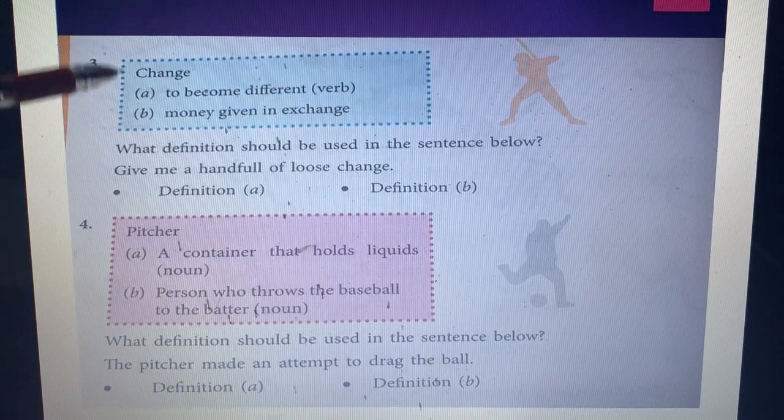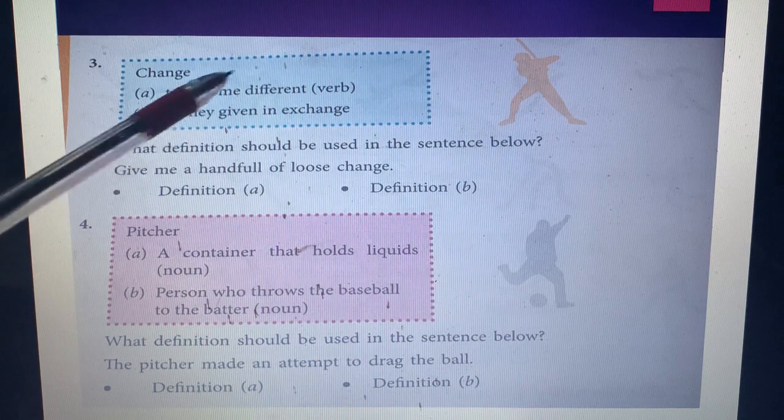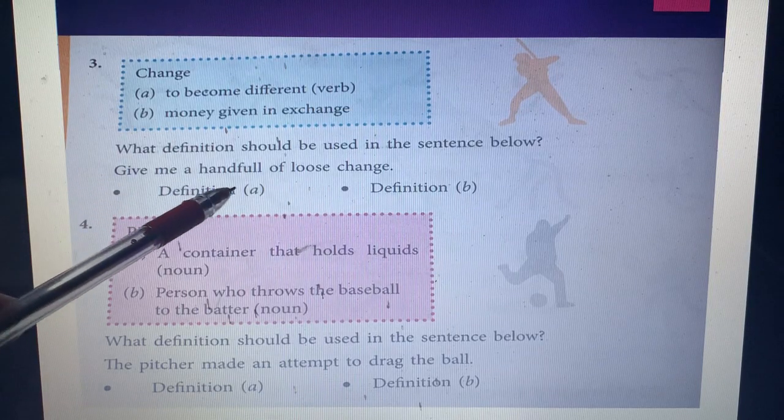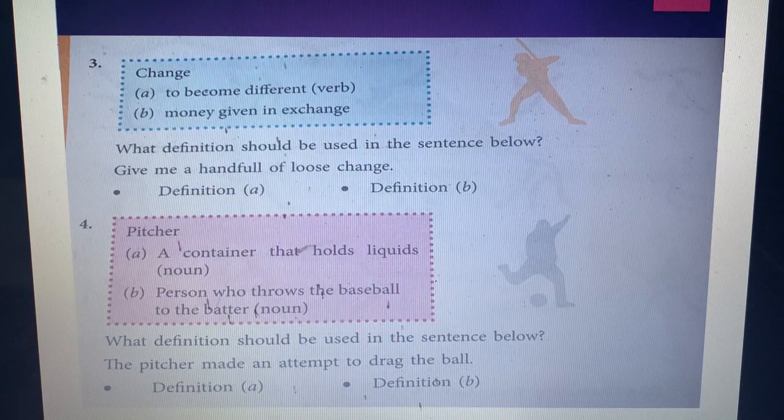There are two meanings for change. To become different, बदल जाना, change हो जाना. Money given in exchange, जब चिल्लर देते हैं ना खुले पैसे, तो उसको क्या बोलते हैं? Change. So what is the correct definition? Give me a handful of loose change. Handful, complete hand means खुले पैसे मांग रहे हैं, loose change. So first will be or second? It will be second. Money given in exchange.